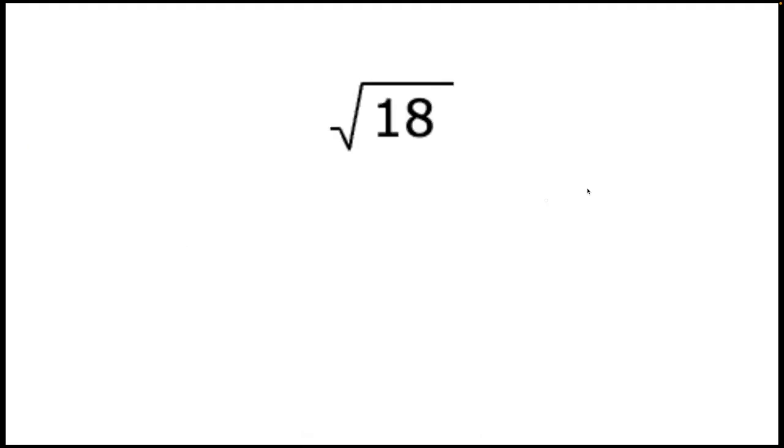Now for this problem, what happens when the number under the radical, under the square root, is not a perfect square? 18 is not on that list that I gave you. So what we need to do is we need to look at 18. We need to factor 18.